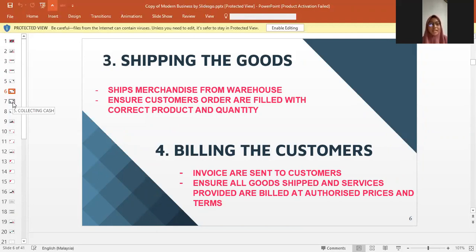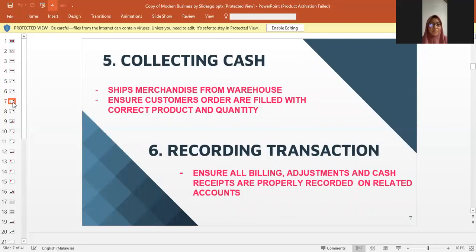And then fourth, billing the customers. Billing the documents such as invoices and processing billing adjustment for allowances, discounts and returns. And then next, collecting cash means ensure customers' order are filled with correct product and quantity. And lastly, recording transaction, ensure that all billing, adjustment and cash receipts are properly recorded on related accounts. And finally, the payment is received.